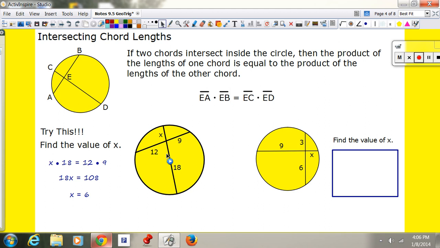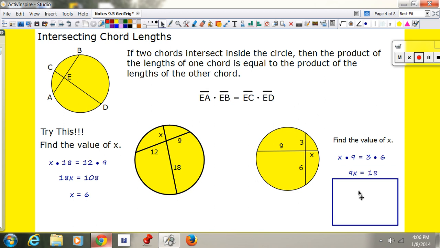6 times 18 is the same as 12 times 9. Same thing over here. X times 9 equals 3 times 6. 9x equals 18, therefore x has to be 2. So a couple of quick examples there. All right, moving on.